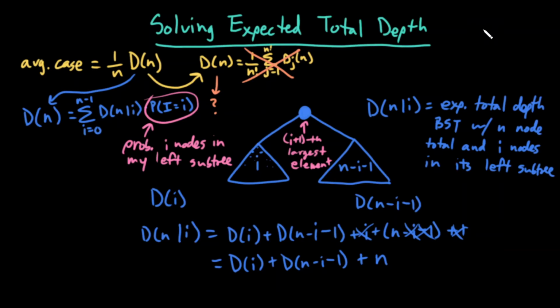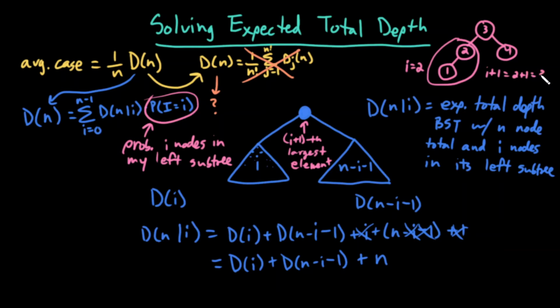So for example, let's say I have 3, 2, 1, and 4. In this example, i equals 2. I have 2 nodes in my left subtree. This came about because the root was the i plus 1th, the 2 plus 1, or the third largest node in my tree. So it's just some specific node in my tree.